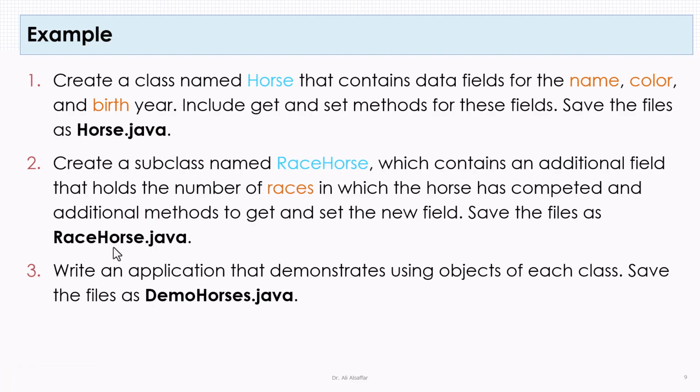Now our final step is to write an application that demonstrates using objects of each class. In this application, we are going to create two objects, one that is instantiated from the horse class, which is the superclass. Another one will be instantiated from the subclass, which is the extended class racehorse.